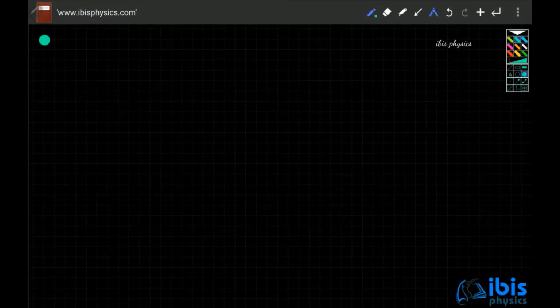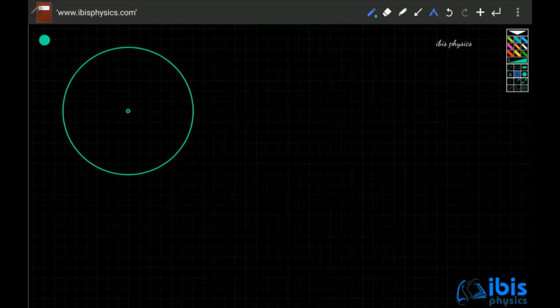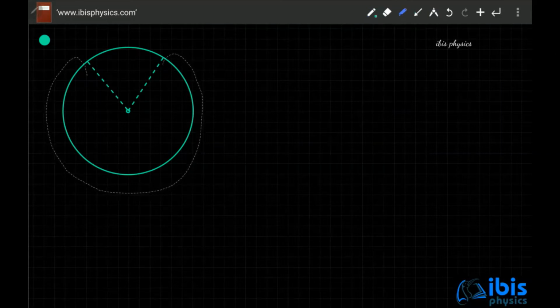So the question here is, you have a circular arc. Let's have a small center here, and from the center you're drawing a circular arc. And what is the magnetic field if the circular arc makes an angle 3 pi by 2 radian with the center? That means there is no full circular loop here.